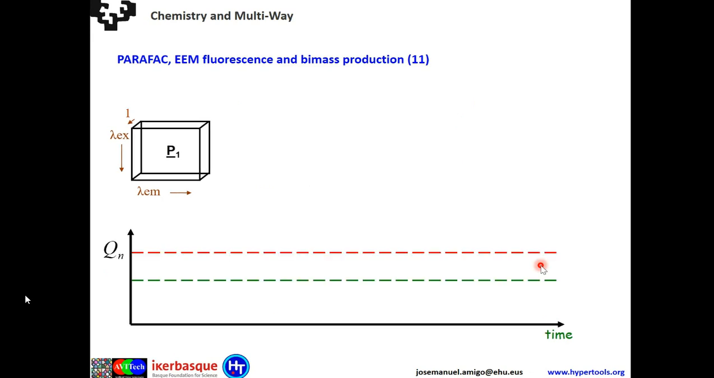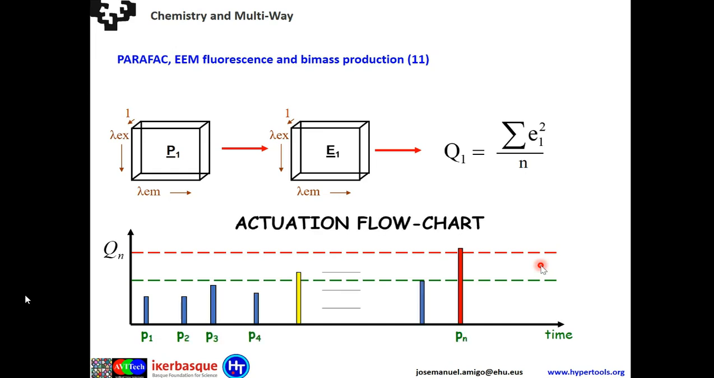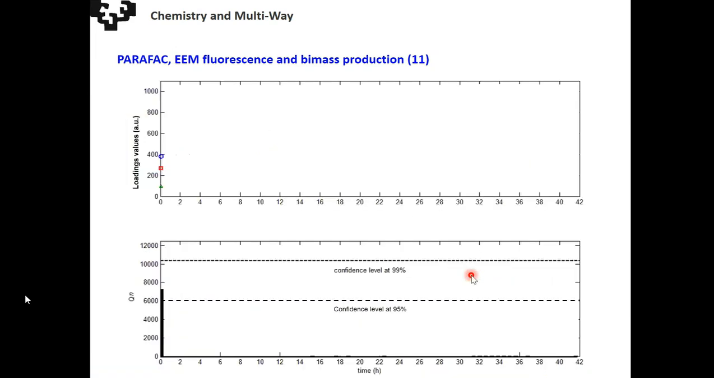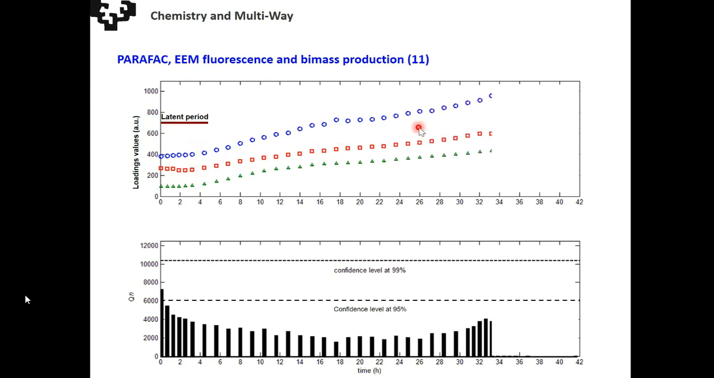Okay, so look what happened, because this is what we wanted to do, and this is the actual control chart that we implemented. Here at the top, you will see the loading values of a predicted batch, and here you will see the residuals. It's really nice because we can predict in real time what's going on in there.